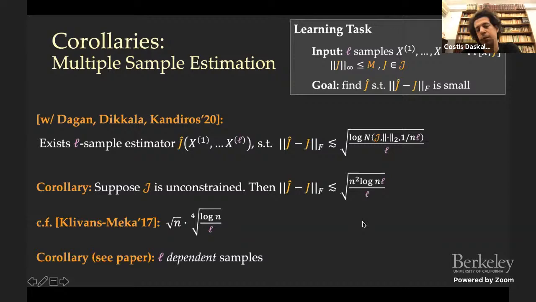So the point is that thinking of the problem as a single sample problem is a very flexible approach that can accommodate a single sample, multiple independent samples, or multiple dependent samples. And I think there is a lot of room here to prove such guarantees for Markov random fields and other types of settings.